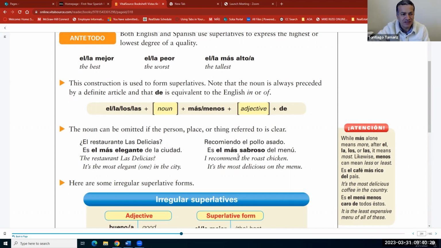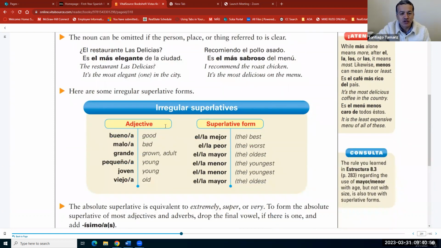The dish, ¿no? The dish, el plato más sabroso del menú. Bien? So here is the first rule. You don't have to mention the noun when it is clear. We need to use this order of the words: el, la, los, or las, then the noun if necessary, más or menos, adjective, and the set. The country, the menu, the city, the classroom, maybe.